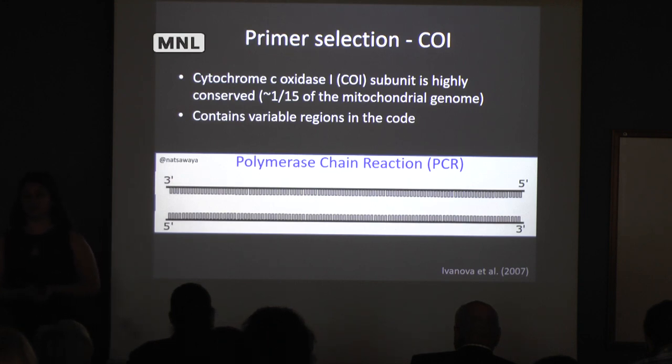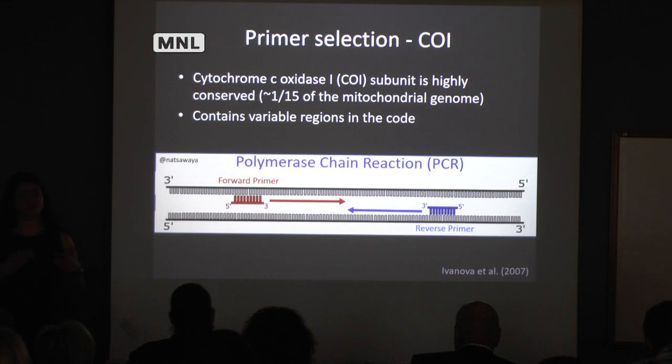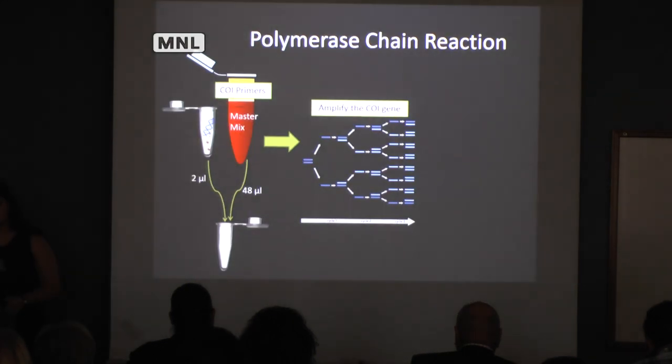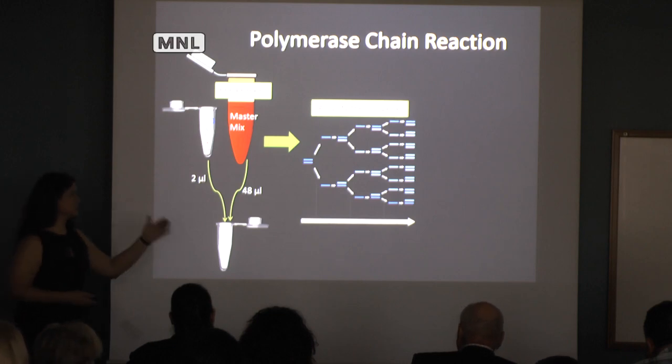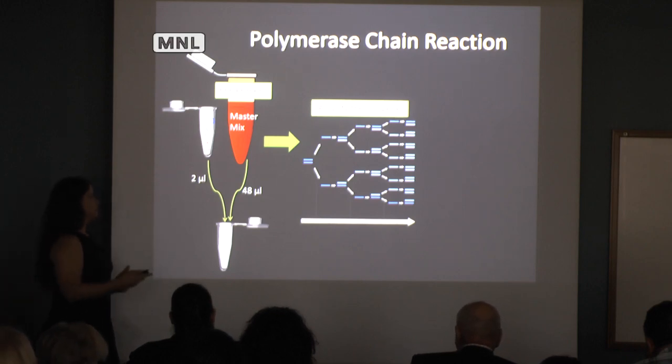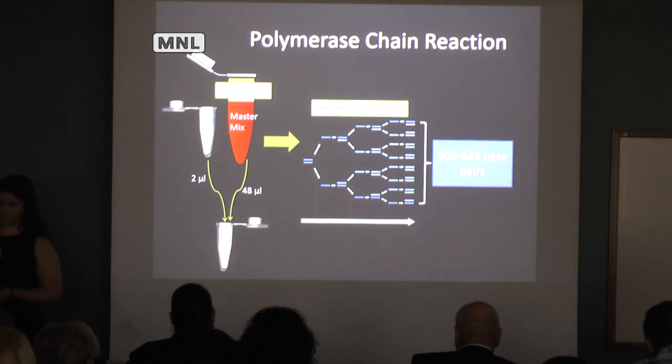This is conserved, meaning the primers can connect to an area that is all the same in all the different fish species or all the different animals. And the area in between is variable, so there's different letters for each species. So we can tell what each species is just by using this small area. Like I said, with a PCR, we amplify this gene over and over again until we get lots of copies. That's done at different times and different cycles to repeat this section, and that's about 600 base pairs long.